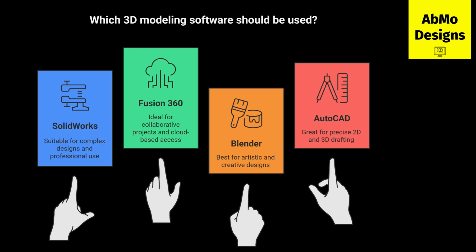3D modeling and design. Software selection. Choose the right 3D modeling software based on your product's complexity and your skill level. Popular options include SolidWorks, Fusion 360, Blender, and AutoCAD.